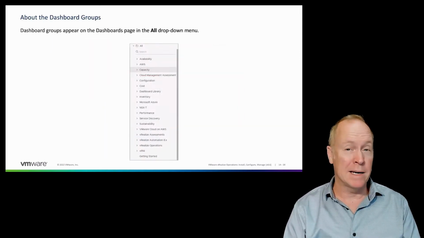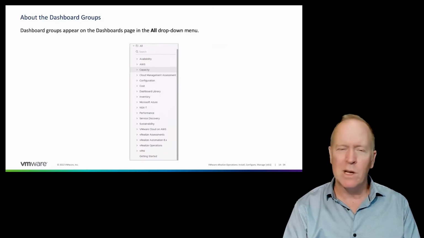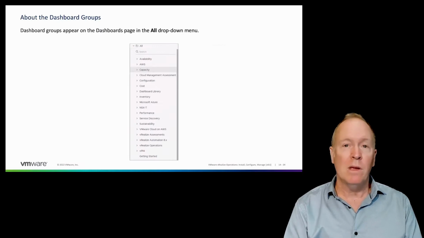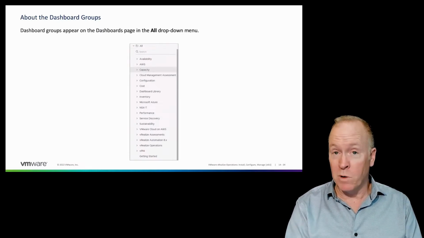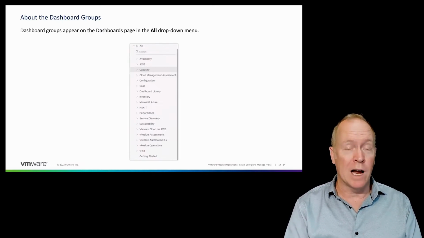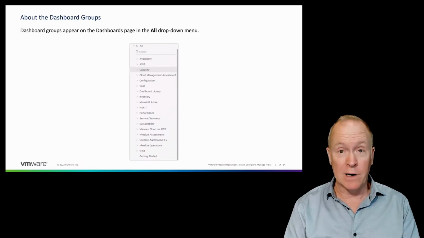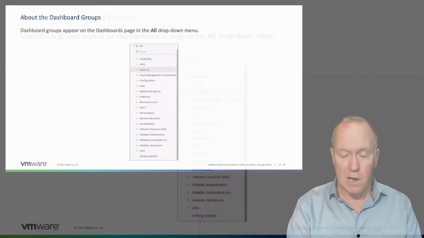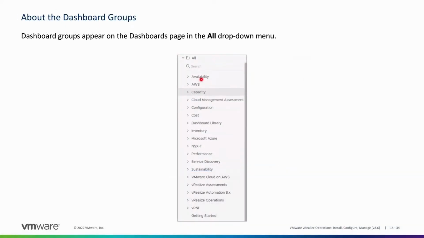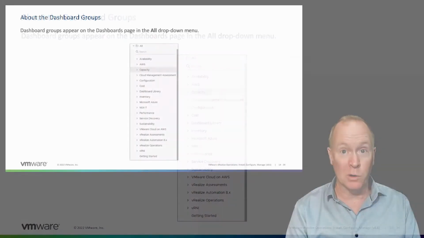vRealize Operations has a mechanism built in called dashboard groups. Some people call these folders, but whatever you call them, you've actually seen these before. When you look at the list of dashboards that are available in vRealize Operations, you'll notice that they have been lumped together into different categories, such as there are dashboards for availability, there are AWS dashboards, there are capacity dashboards. Each of these different categories is called a dashboard group.